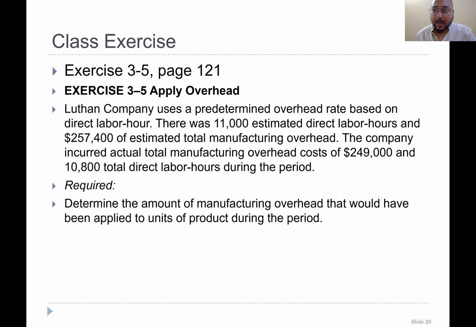Okay, class, welcome back after the breakout room activity. I have received your answers. So let's read it and see the solution here. We have Luton Company, which uses a predetermined overhead rate based on direct labor hours. There were 11,000 estimated direct labor hours and the estimated cost was 257,400.